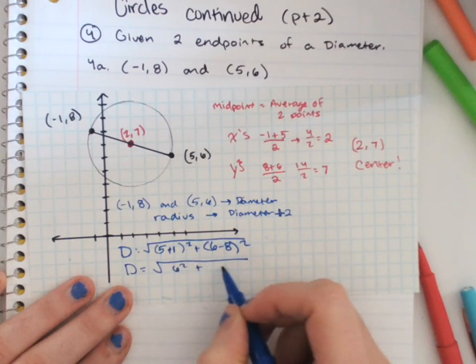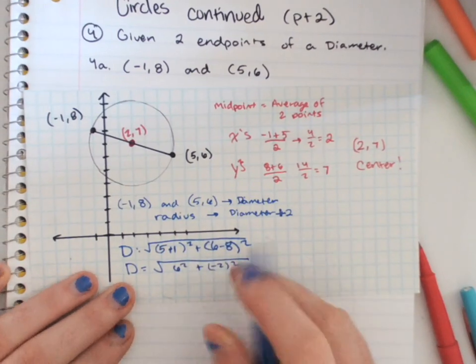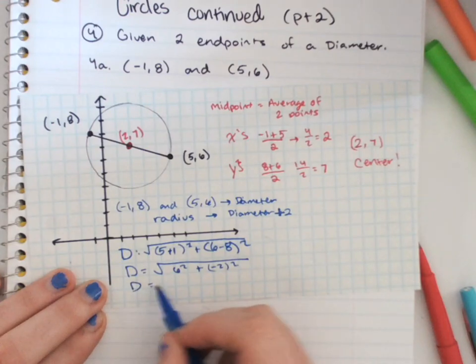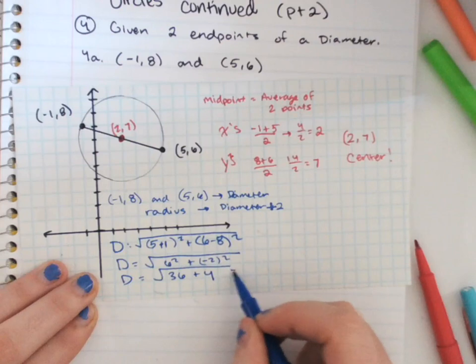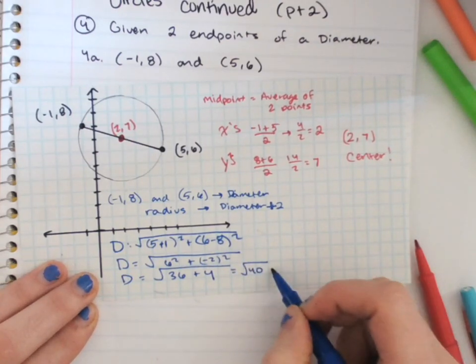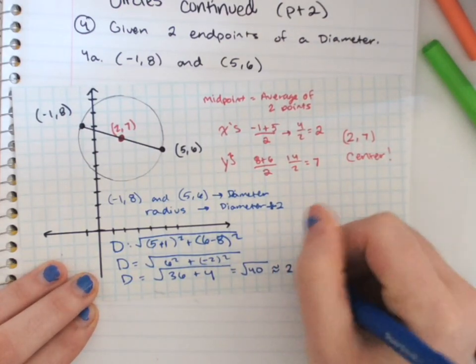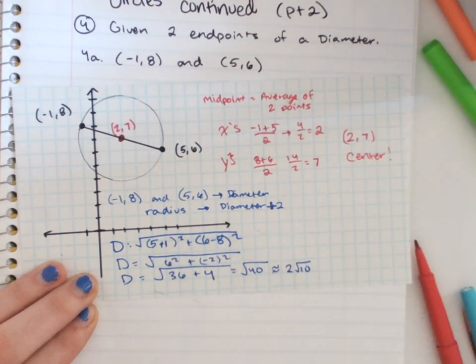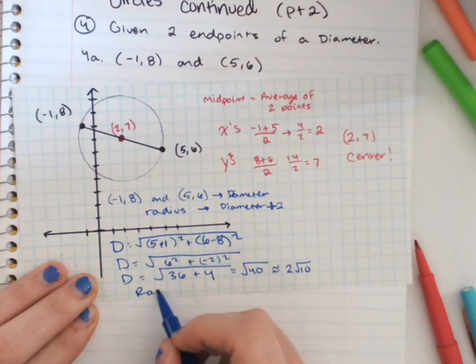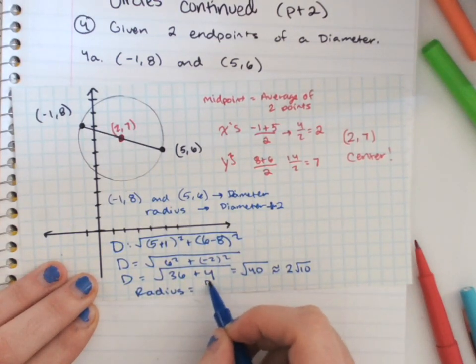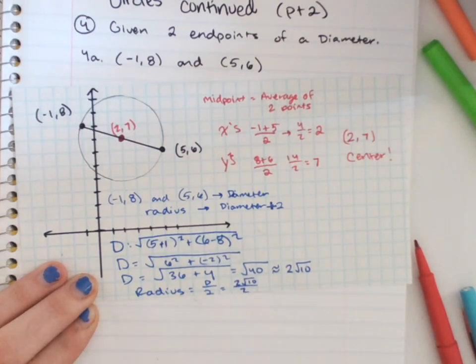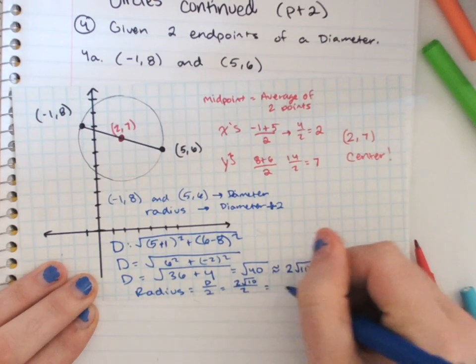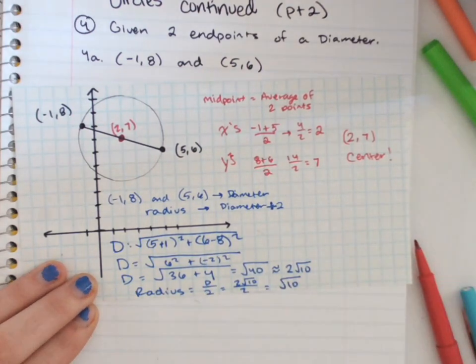6 squared plus -2 squared. Again, we've got the square root of 40, or we've got 2 square root of 10. So that's our diameter. We need to find the radius, which is d over 2, or 2 radical 10 over 2. Those 2's will cancel out, and we just get radical 10 for our radius.